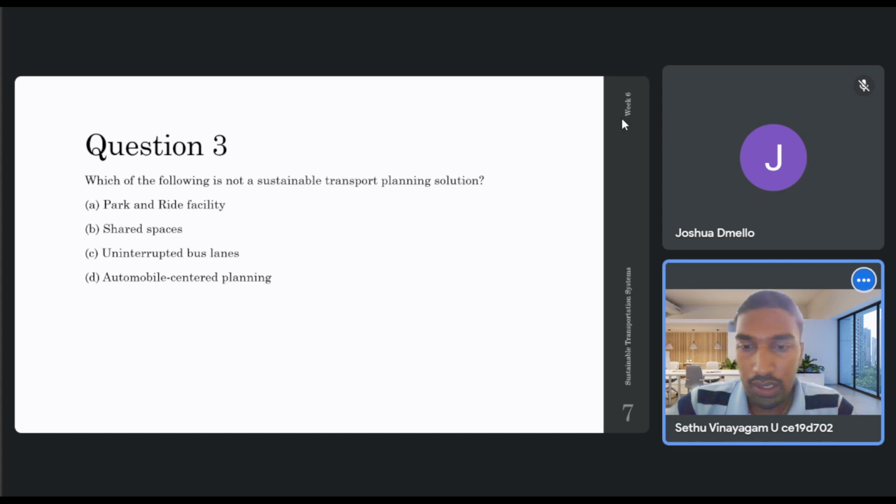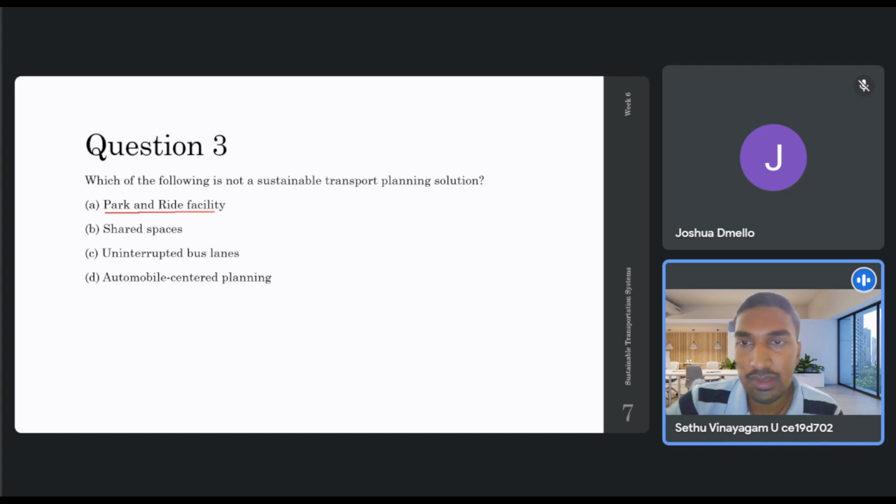So it should have less emissions, right? It should be fuel efficient and so on, right? So we have to look at each of these solutions and see whether they are contributing to that sustainability aspect or not, right? So park and ride facility.